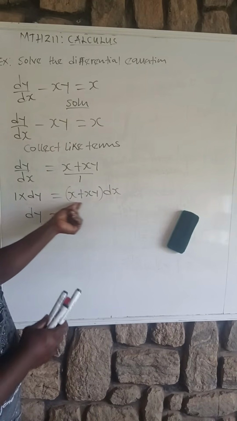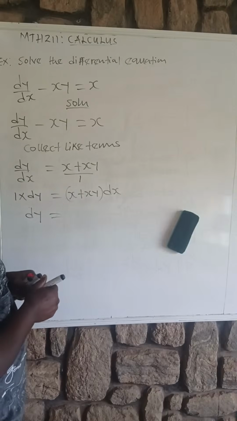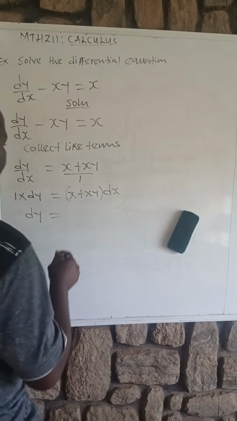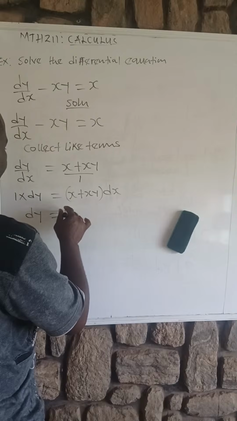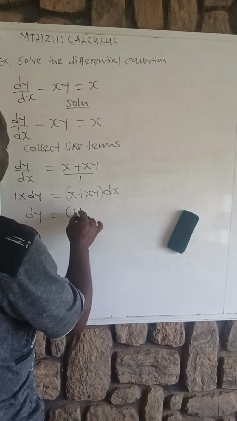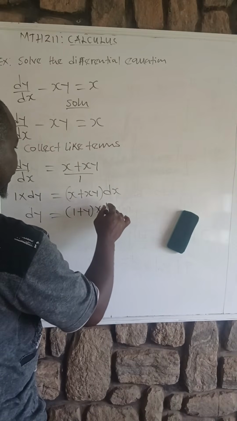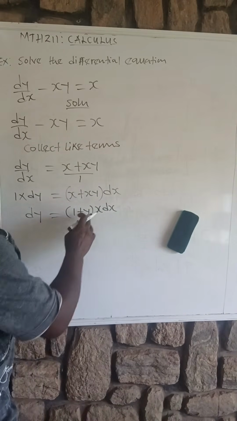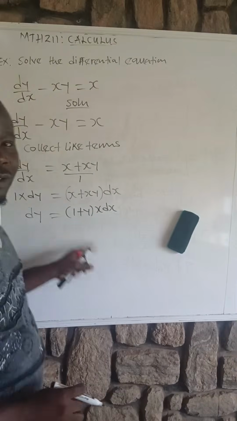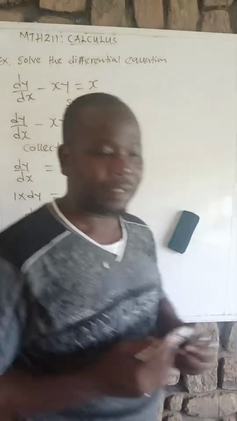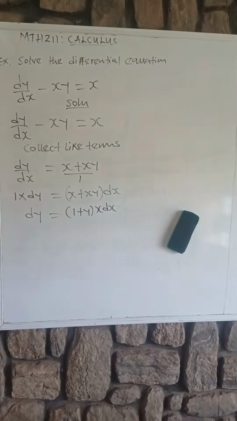What is common? X. We can factor x out to be either open bracket 1 plus y, x dx. True or false?